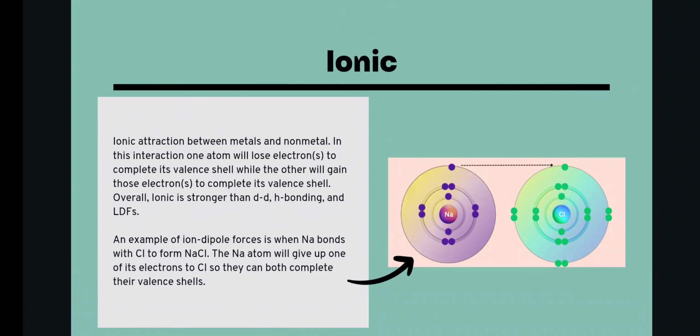Ionic. Ionic attractions occur between metals and nonmetals. In this interaction, one atom will lose electrons to complete its valence shell, usually the metal, and the other atom will gain those electrons to complete its valence shell, usually the nonmetal. Overall, ionic is stronger than dipole-dipole, hydrogen bonding, and LDFs. An example is when Na bonds to Cl to form NaCl. The Na atom will give up one of its electrons to Cl so that they can both complete their valence shells. This is demonstrated in the image to the right.